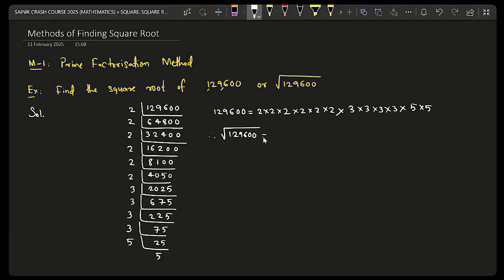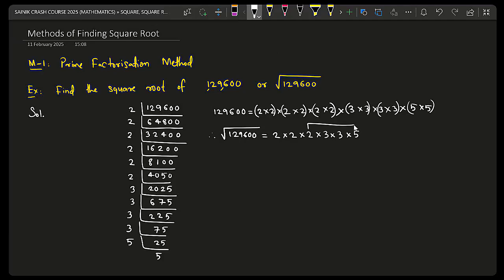Therefore, to find the square root of 129,600 by the prime factorization method, from every pair of two factors we take only one factor. 2 2 is a pair, we can take 2. Another 2 2 pair, we take 2. Another 2 2 pair, we take one 2. From the pair 3 3, we take one 3. From the other pair 3 3, we take one 3. From the pair 5 5, we take one 5.